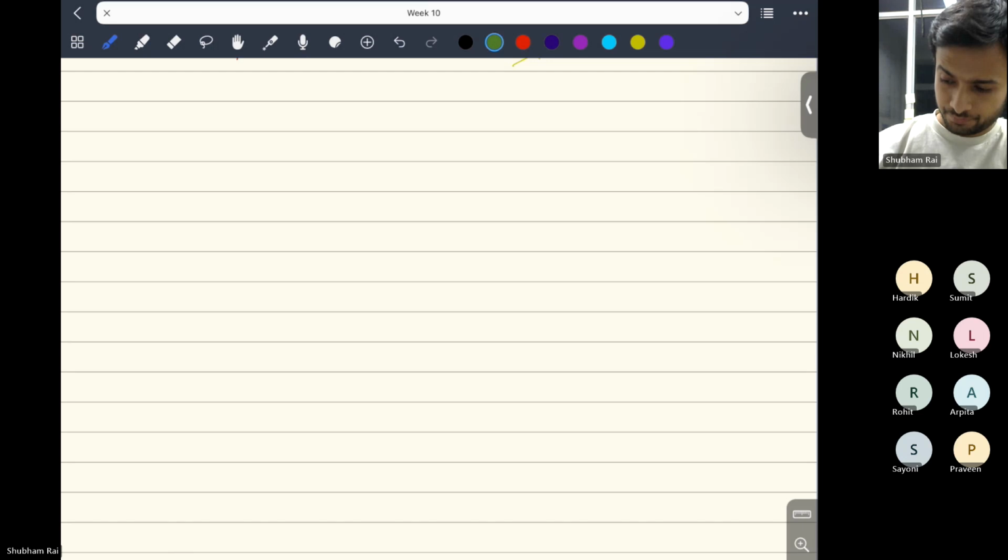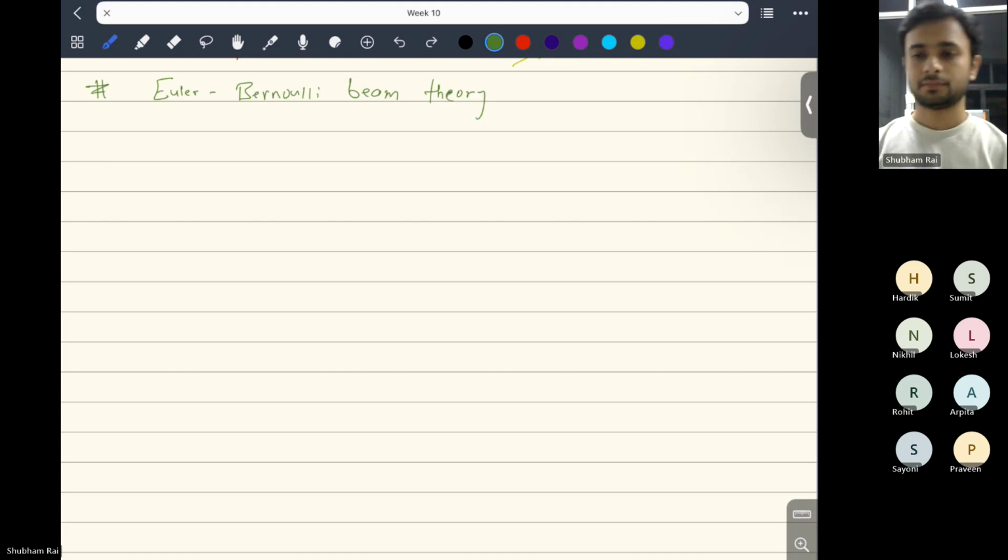Let me just do a recapitulation about Euler-Bernoulli beam theory. In this beam theory, we assume that the plane rotates with the central line equally. I mean the projectional plane is always perpendicular to the central line even after deformation.